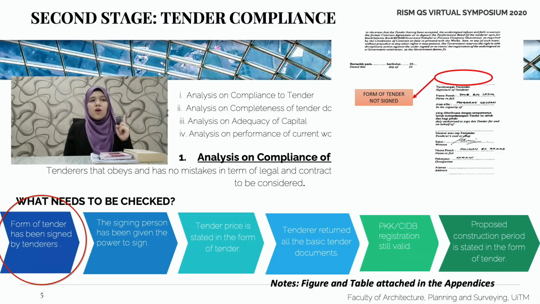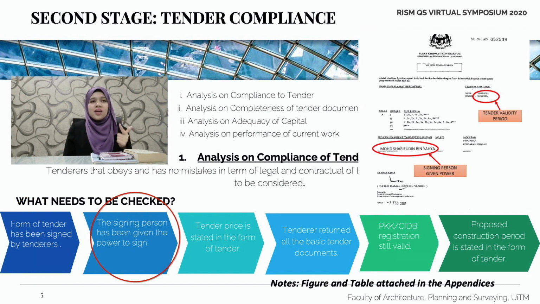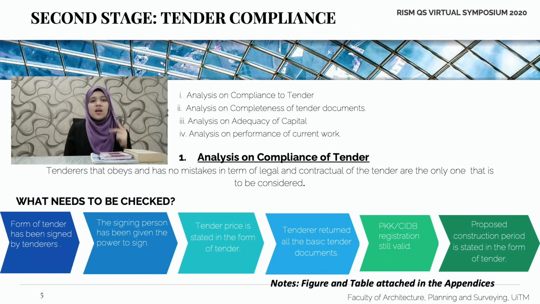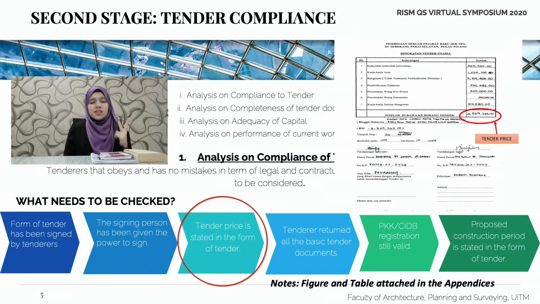The second stage of tender evaluation process starts from analysis on compliance of tender. How do we know whether the tenderers are complied or not? First, form of tender has been signed by tenderers. Second, the signing person has been given the power to sign. Third, tender price is stated in the form of tender.